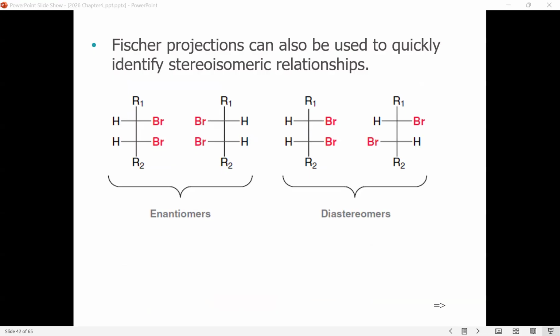So for example, take the first pair, the first two molecules. You can clearly see they are mirror images of each other and non-superposable, because R1 is R1, R1, R2. And so they are enantiomers. In the second pair, you clearly see that at one stereocenter they have the same orientation, but at the other one it is opposite. So some are the same, some are different, and that makes them diastereomers.